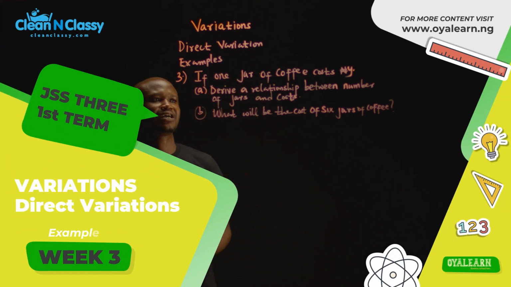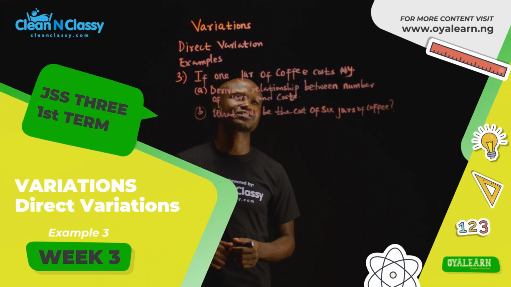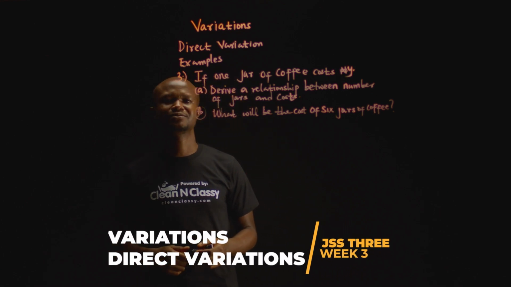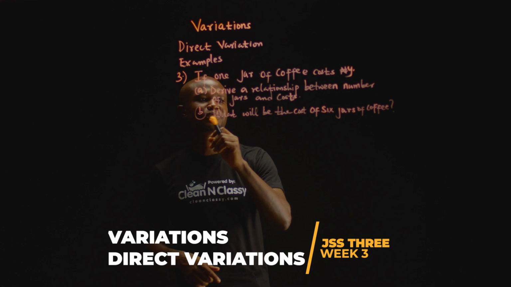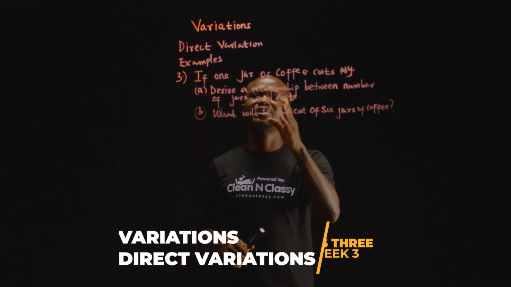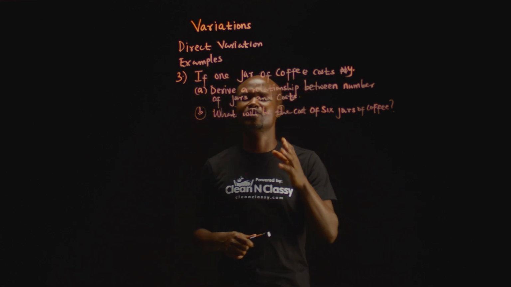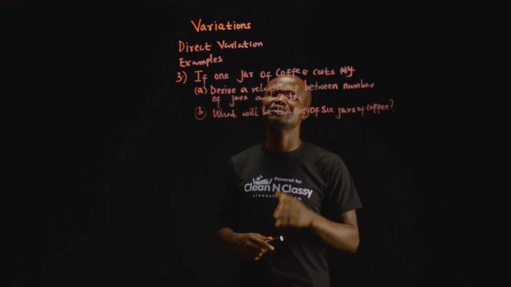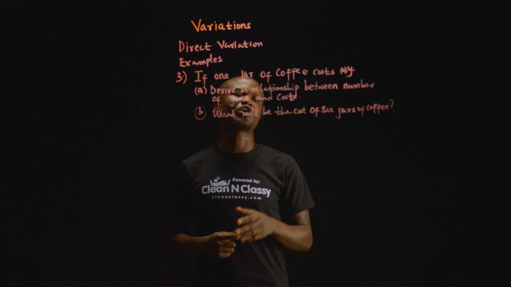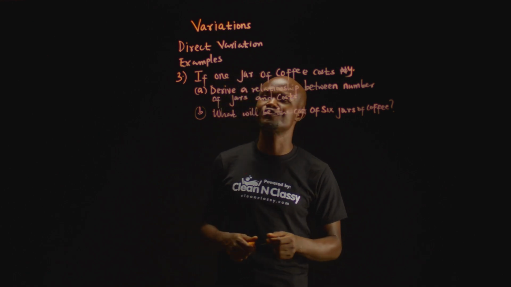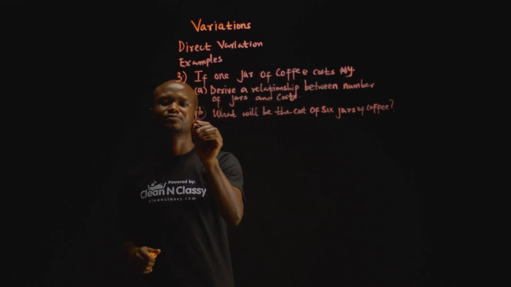If 1 jar of coffee costs Y naira, derive a relation, that's the first part of the question. Derive a relationship between number of jars and cost. The second part, what would be the cost of 6 jars of coffee? Solution.